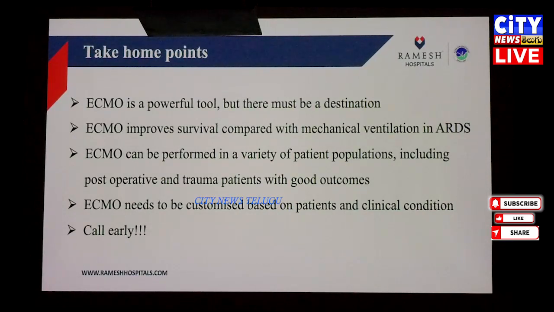And always remember that early initiation is the single most important factor determining survival, or determining a positive outcome. So diagnose early, refer early, call early for help. Thank you.